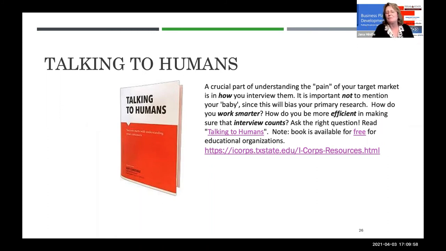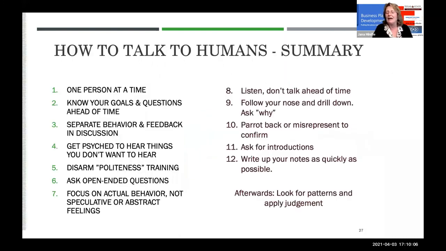And this book, Talking to Humans, is available to you in the resources for this, and you can go through and read it. But here are the highlights of that. There are 12 things that we're trying to get through. Make sure when you interview, you interview one person at a time, no groups. You don't want group thinking. You want one person at a time.